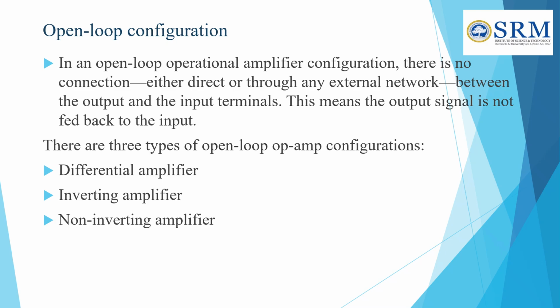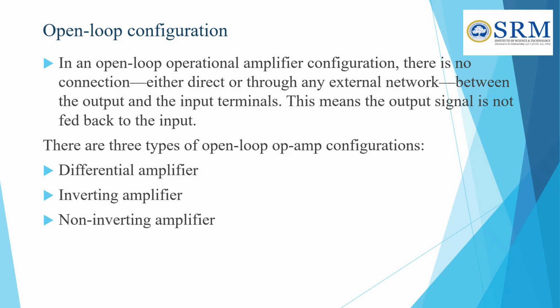If there is no feedback path, the main characteristic of the op-amp is very high gain, typically 10 to the power 5 or more. Output usually goes to plus Vsat or minus Vsat, and it acts like a comparator. It is not commonly used for linear applications due to instability.